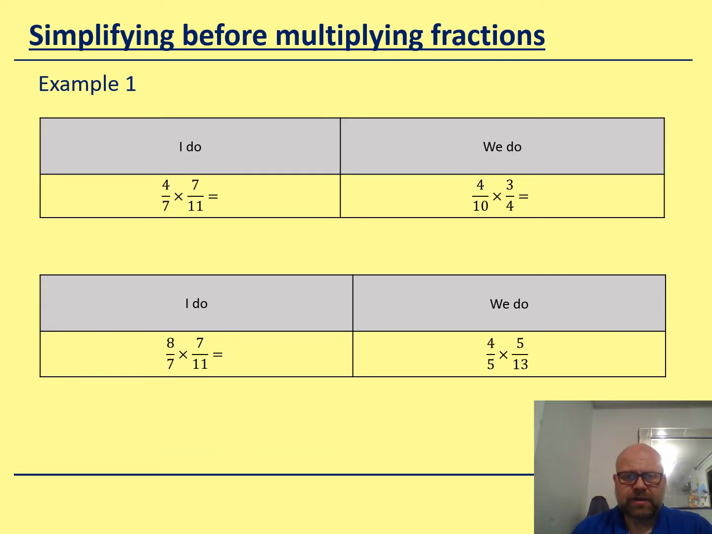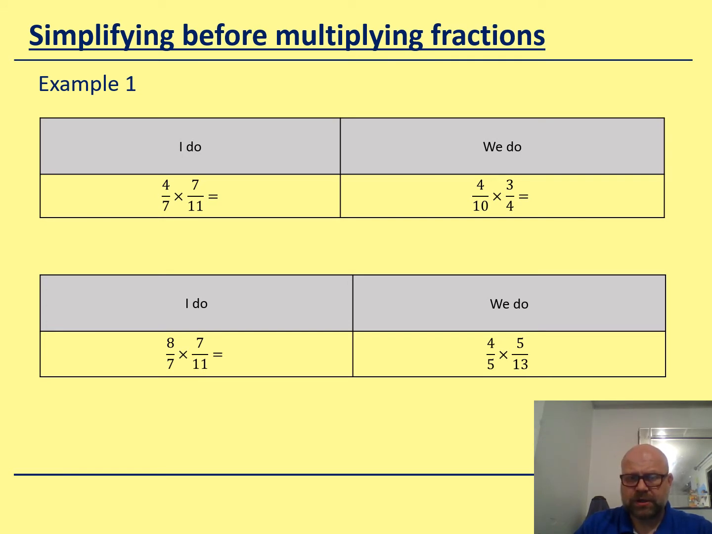Okay, simplifying before multiplying. So I'm going to do the I do. Okay, if you notice, it's 4/7 multiplied by 7/11, so it's this one here. Now from what we've learned before in previous lessons, we're going to do 4 times 7 is 28 and 7 times 11 is 77, and then we're going to have to try and cancel that down. But look, there's a 7 on the top line of the second fraction and a 7 on the bottom line of the first fraction.